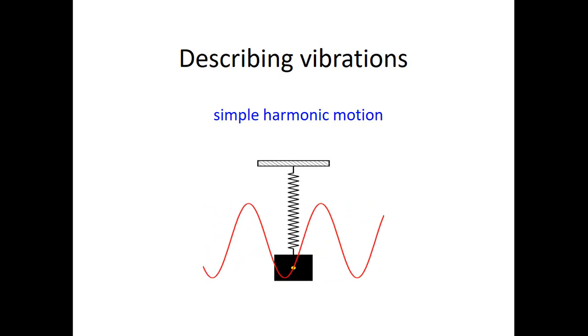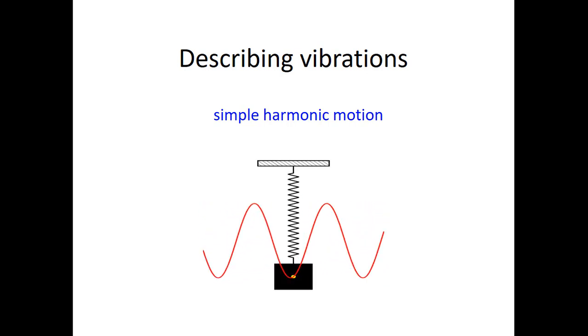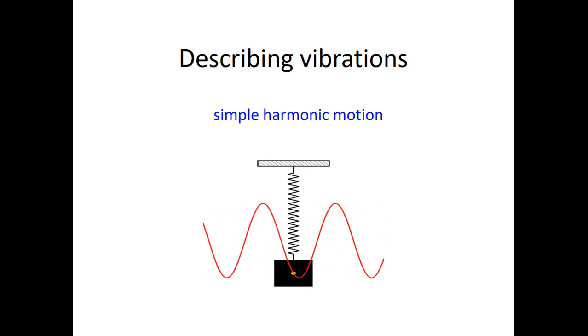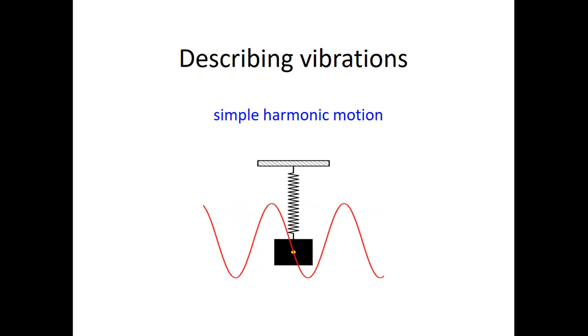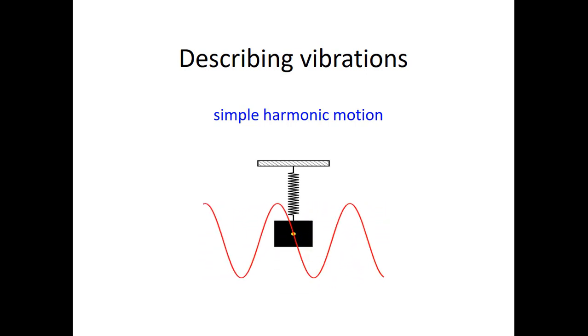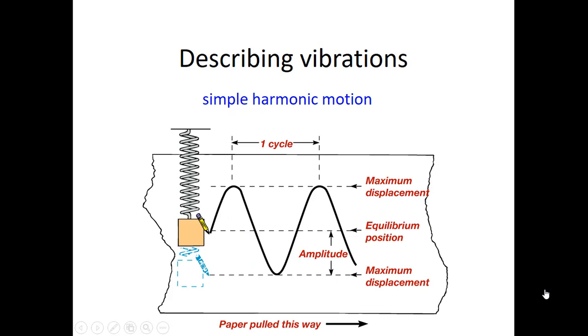This is simple harmonic motion. Simple harmonic motion always creates a sine wave when it's graphed because it creates the same pattern over and over again. You can see one cycle goes from crest to crest, or you can measure it from trough to trough, but a cycle is where the wave repeats itself. We call this a wavelength, so the wavelength is the distance between two of the same points on the wave.